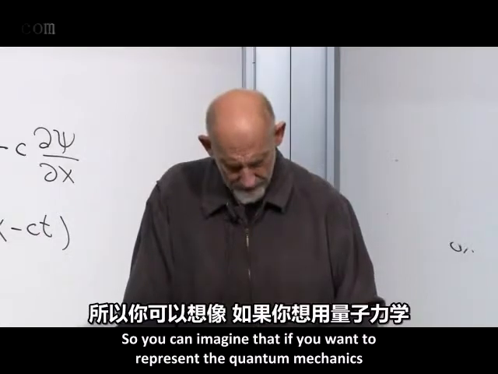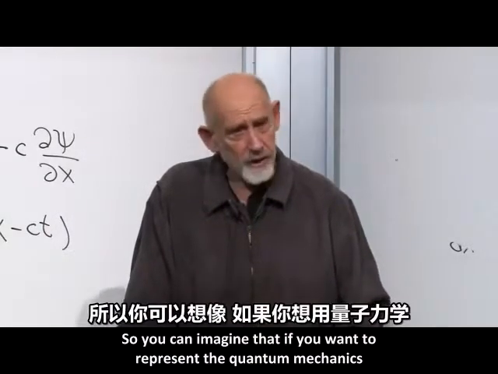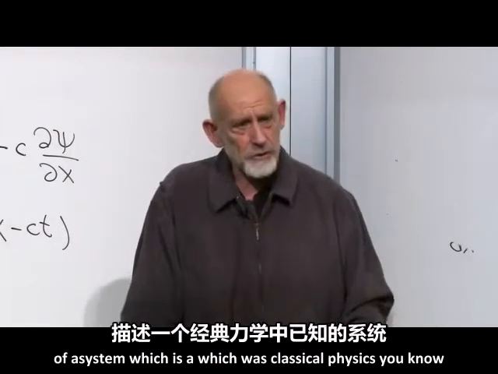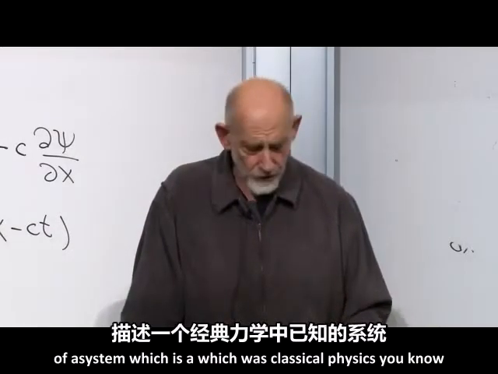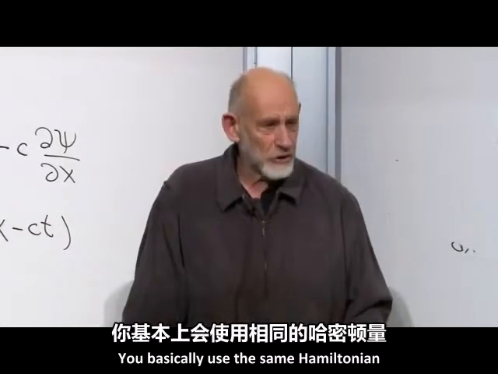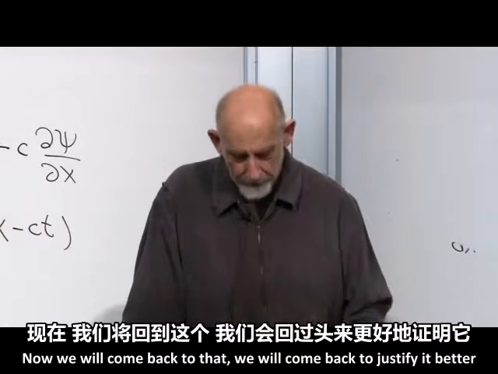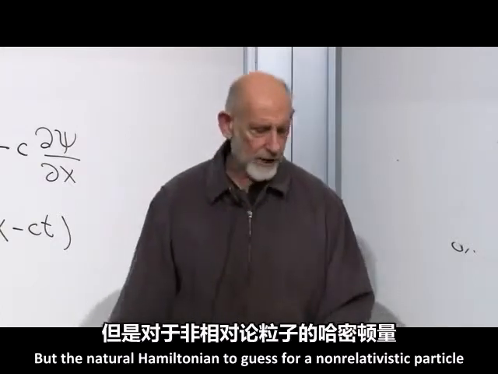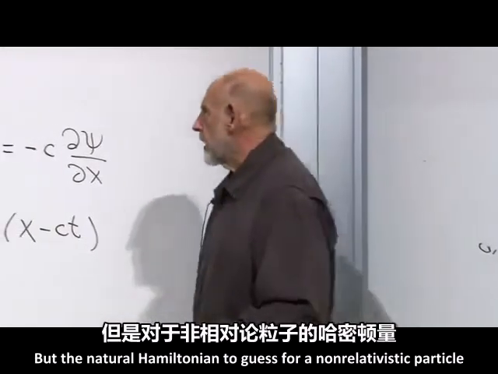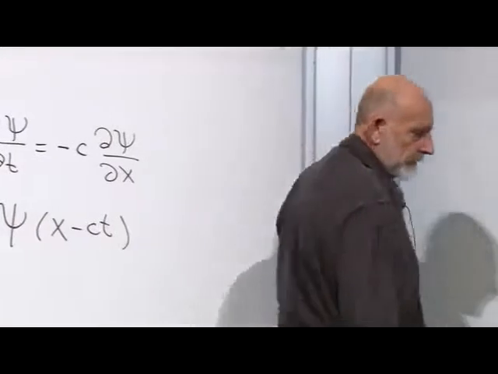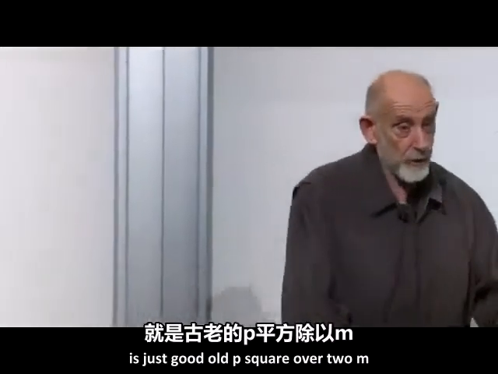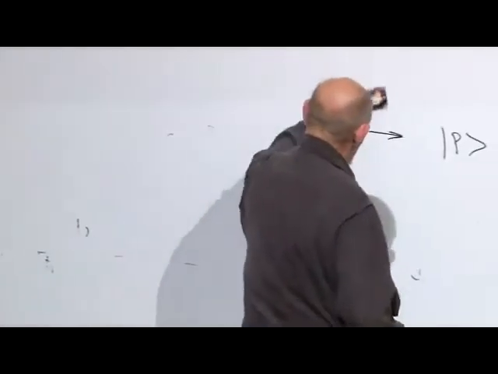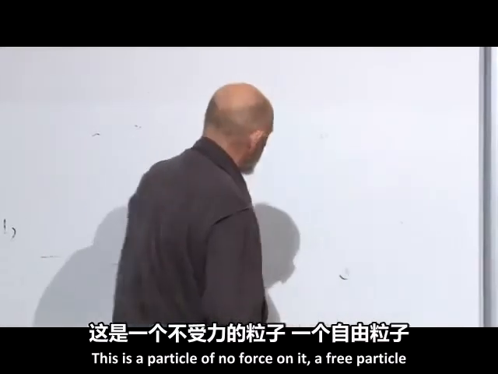So you can imagine that if you want to represent the quantum mechanics of a system whose classical physics you know, you basically use the same Hamiltonian. Now, we will come back to that and justify it better. But the natural Hamiltonian to guess for a non-relativistic particle is just a good old p squared over 2m. This is not a particle with a force on it. This is a particle with no force on it, a free particle.